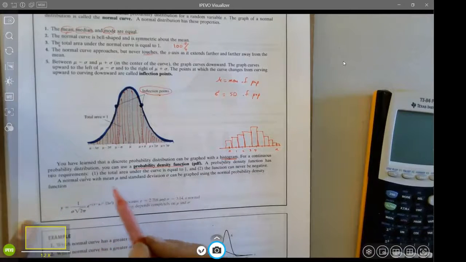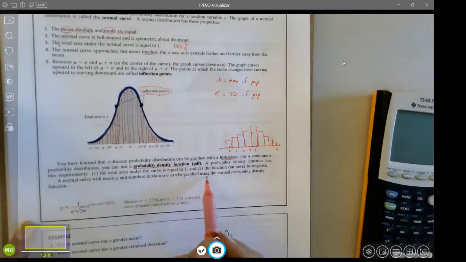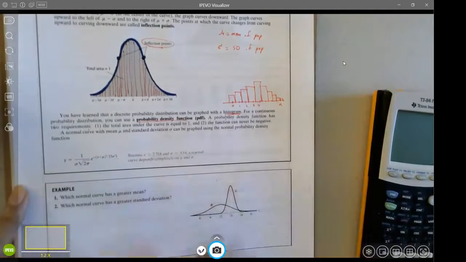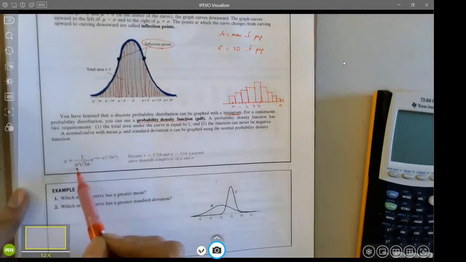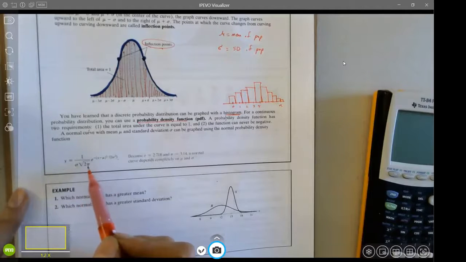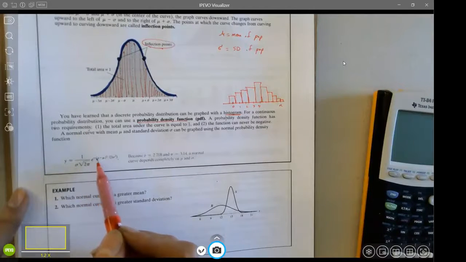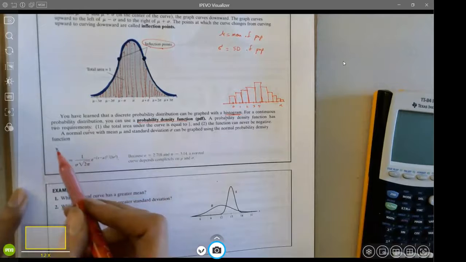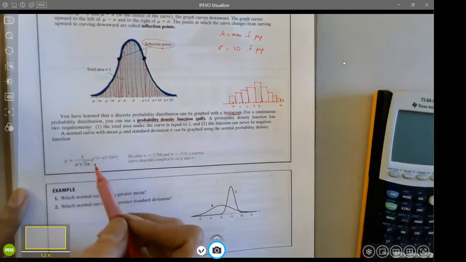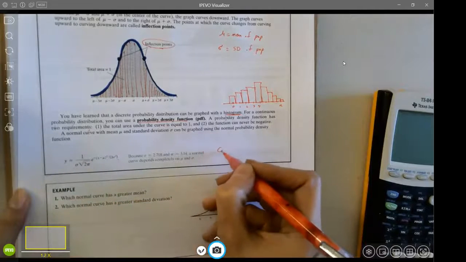A normal curve with mean mu and standard deviation sigma can be graphed using this crazy looking function. So this function says, y or f of x is equal to 1 over sigma times the square root of 2 pi, times e raised to minus x minus mu squared divided by 2 sigma squared. So instead of using this formula to find the probability, we're going to use our calculator.